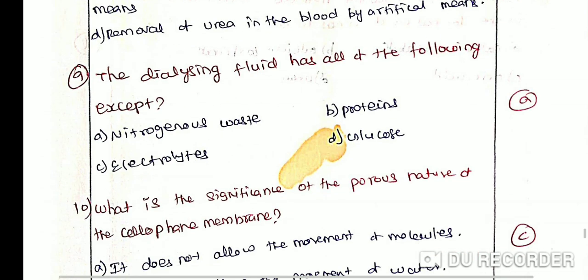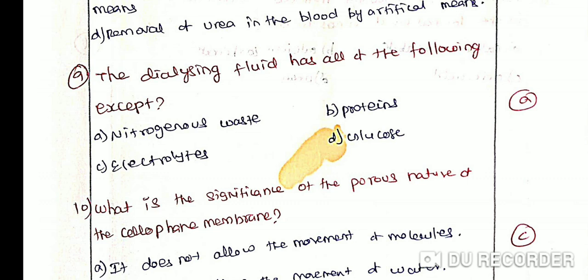Next question. The dialysing fluid has all of the following except: option A, nitrogen wastes; option B, protein; option C, electrolytes; option D, glucose. The correct answer is option A, nitrogen wastes. Explanation: nitrogen wastes are not present in the dialysing fluid.